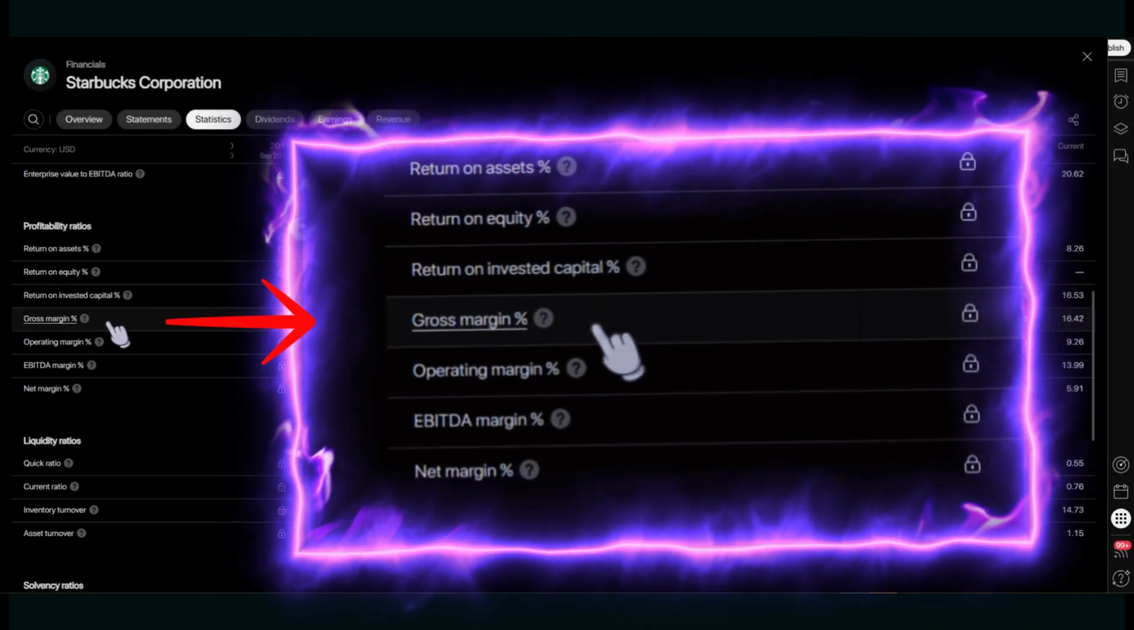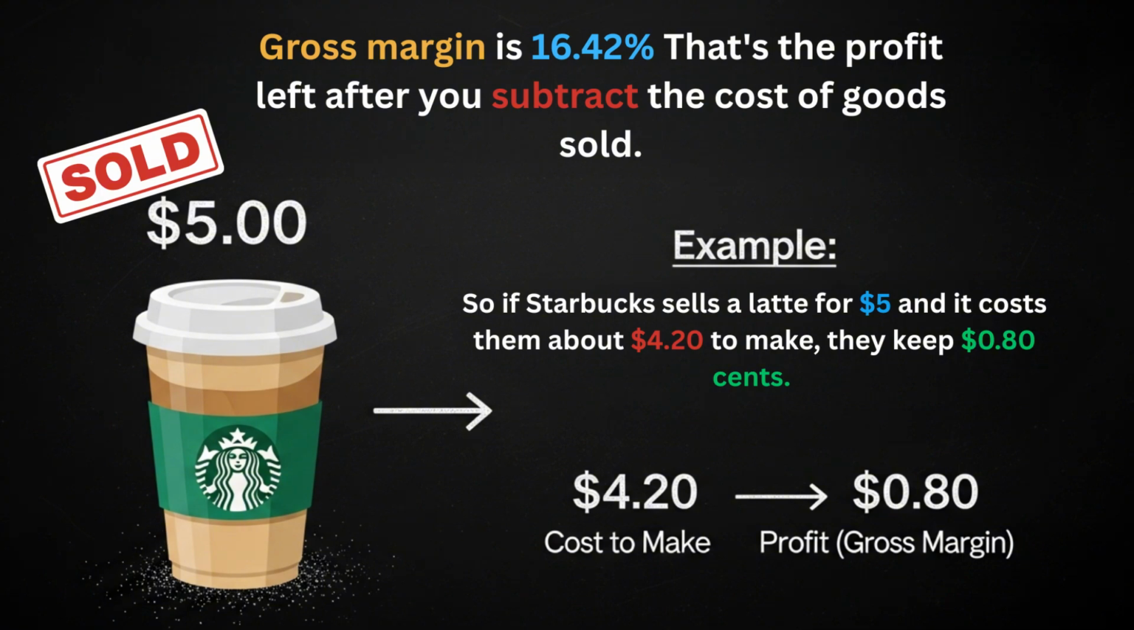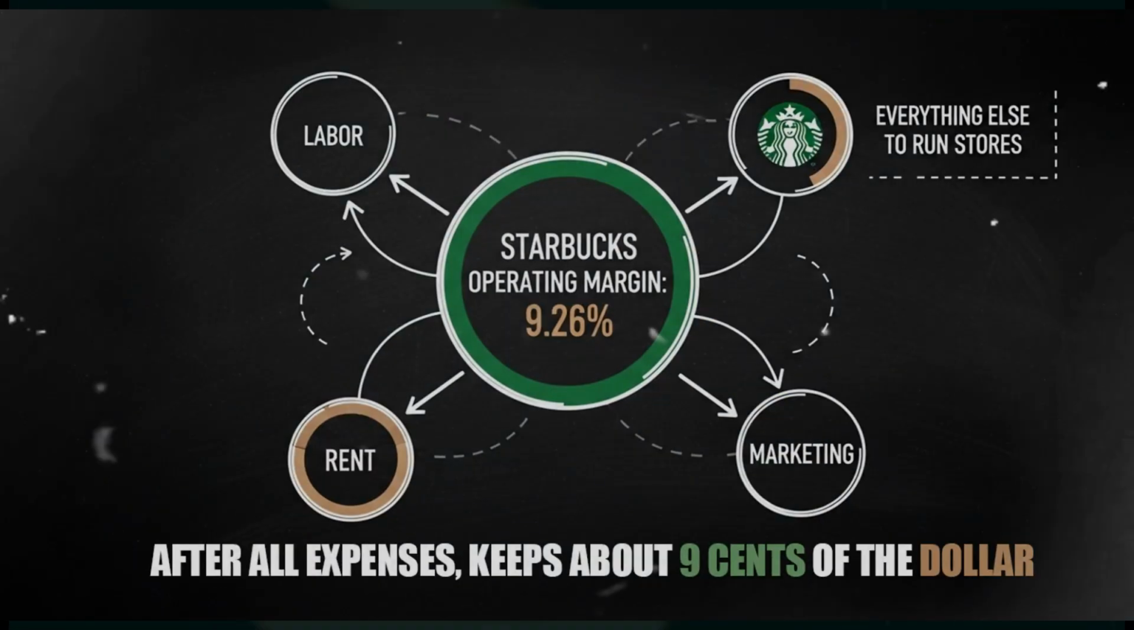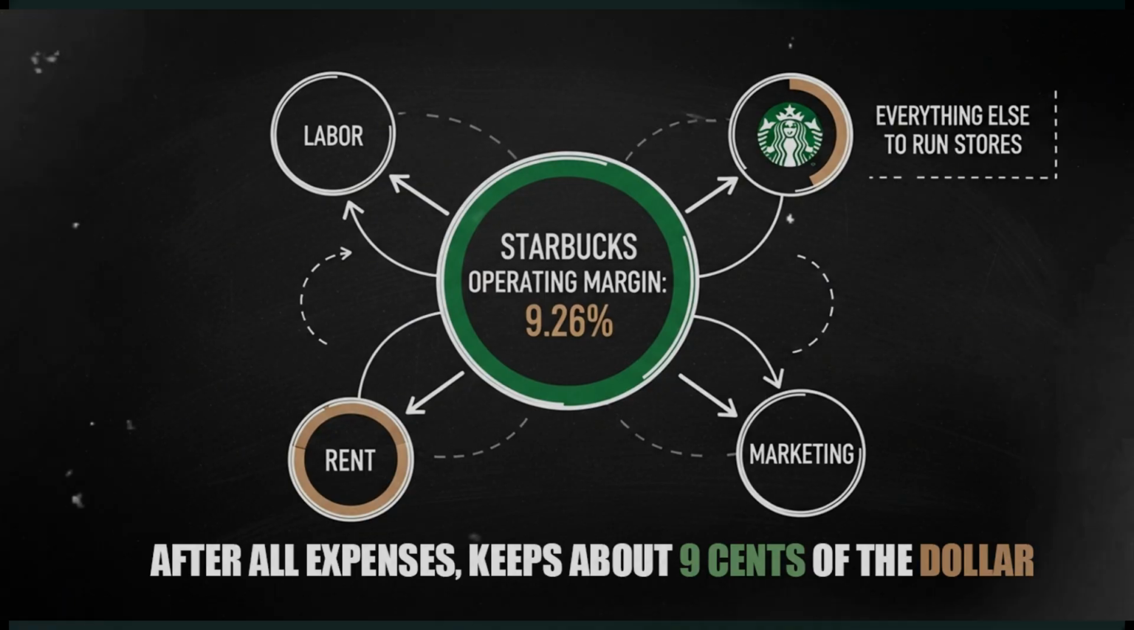Gross margin is 16.42%. That's the profit left after you subtract the cost of goods sold. So if Starbucks sells a latte for $5 and it costs them about $4.20 to make, they keep 80 cents. 16% isn't super high, but remember, Starbucks operates on volume. They're selling millions of drinks every single day.